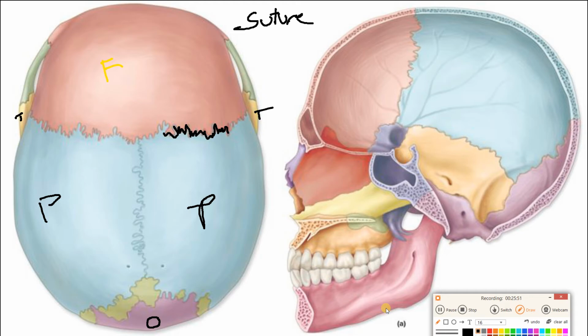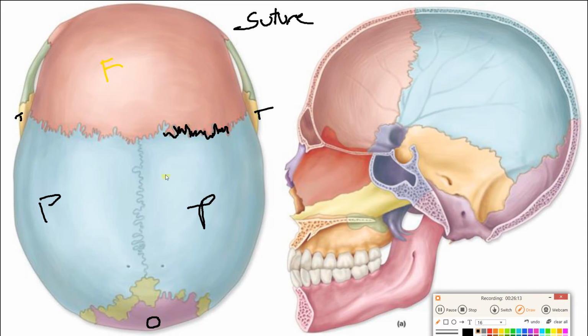Think about it for a second. What's the only skull bone that you can move? The mandible, right? The other ones you can't move. So the other ones are locked in place. They're locked in place because we have these really strong interlocking joints called sutures. We'll name some of the sutures in a moment. Let's finish going through the bones.